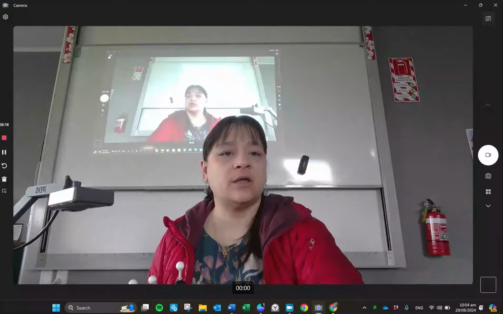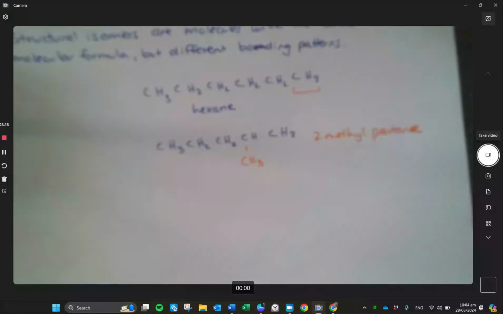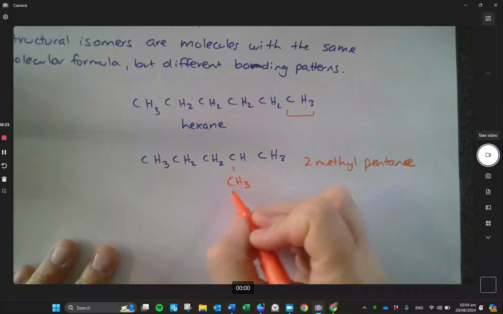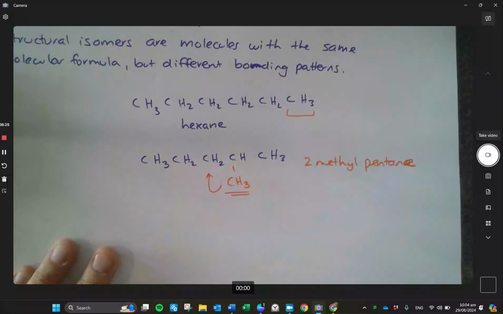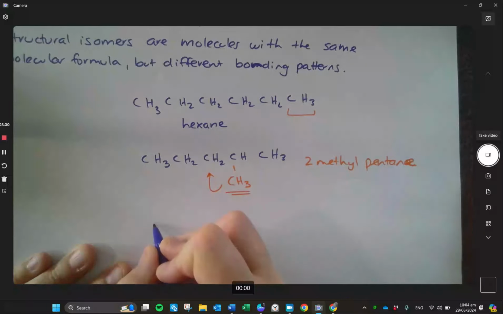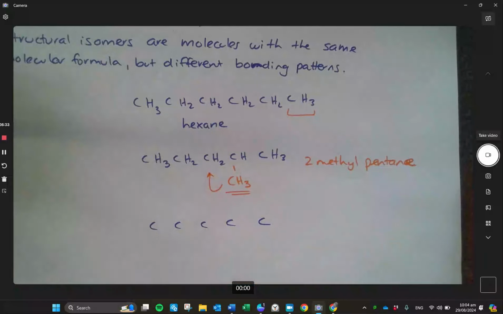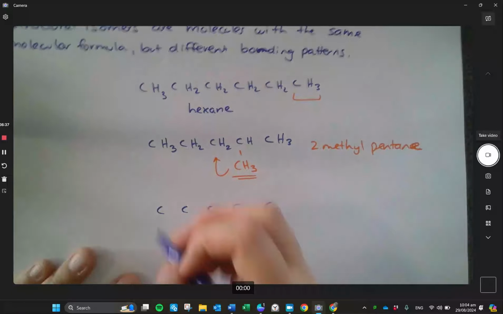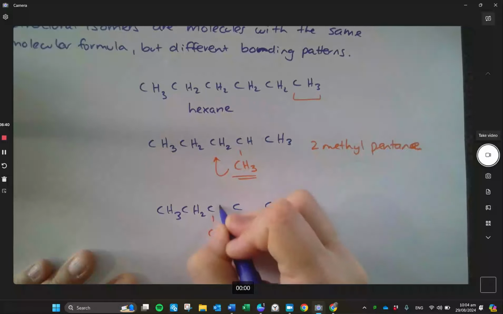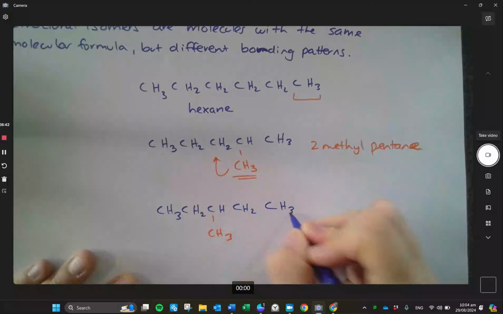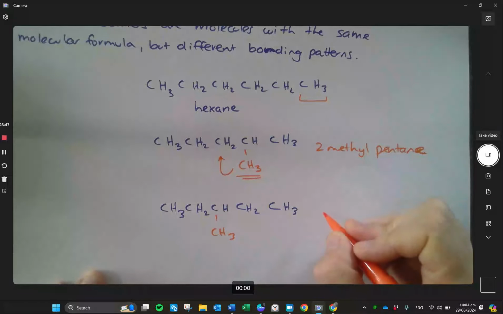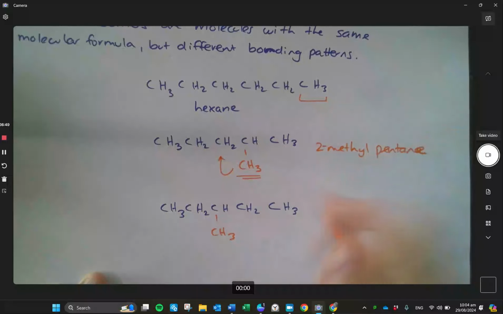So when I go to draw the molecule, I've taken this carbon over here, and I've moved it down one onto the center carbon. So I have still the pentane, 1, 2, 3, 4, 5, except the methyl is over here. So if I was to name that guy, it would be named, help me out, 3-methyl.